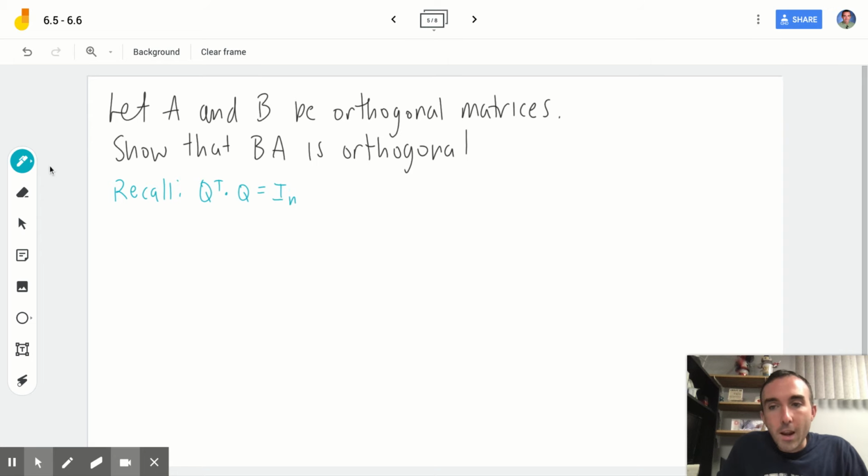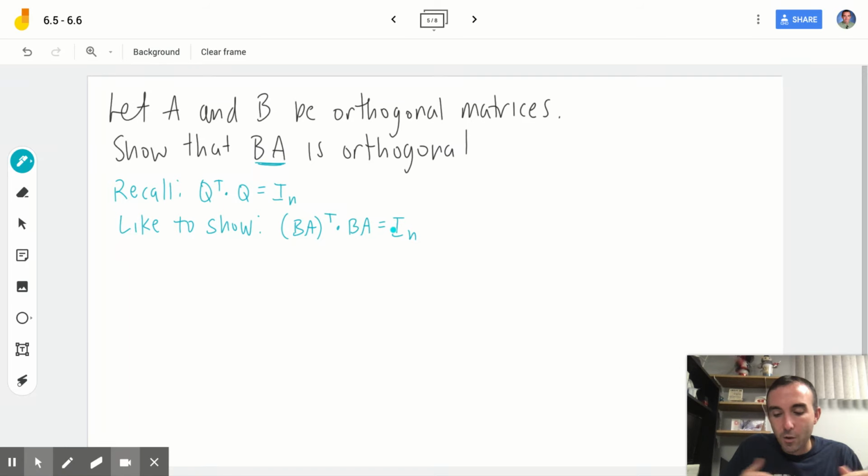So in our case, these are just some ideas before we get going. We would like to show that (BA) transpose times BA is equal to the identity matrix. That's our game plan here. So to start that proof, I'll do that in red. So these blue notes were just things to think about as we go through.